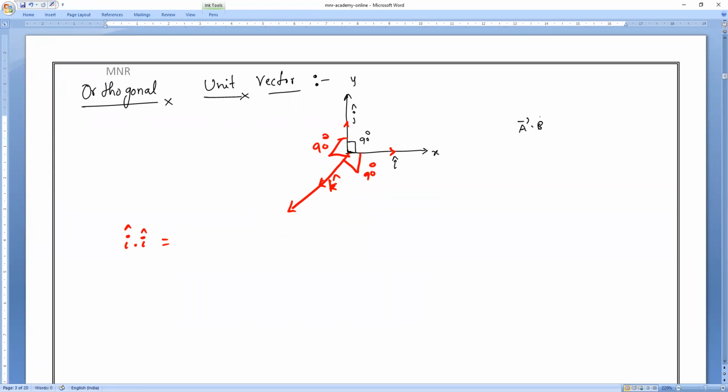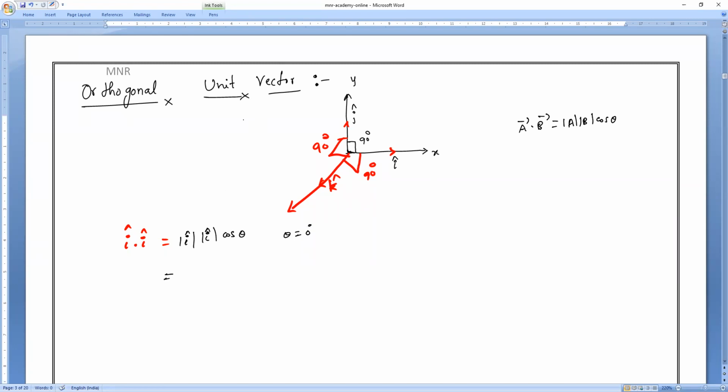So we all know the product now. If I take A dot B, what is the formula? Mod A into mod B into cos theta. Correct or not? So here, mod I into mod I into cos theta. Both are parallel, so what is the angle between them? Theta is equal to 0. Clear?